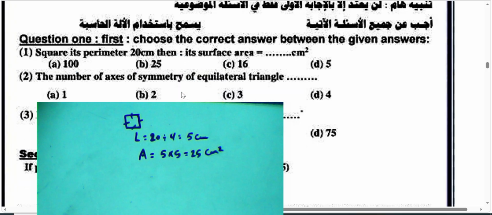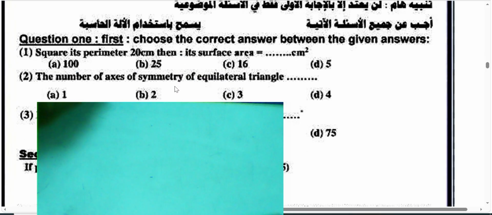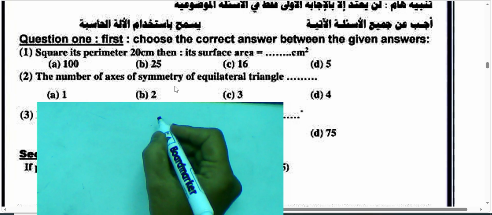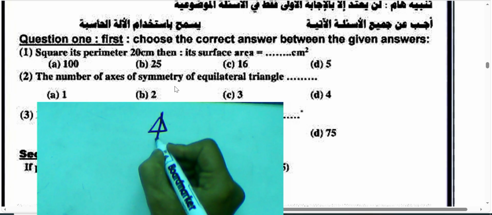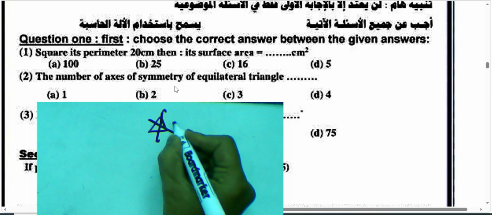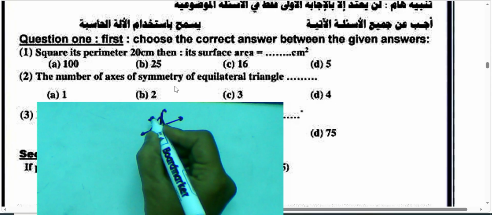Choose the third. The number of axes of symmetry of an equilateral triangle is 3. We know an axis of symmetry means a straight line that divides the shape into two congruent parts. Then the equilateral triangle has 3 axes of symmetry.